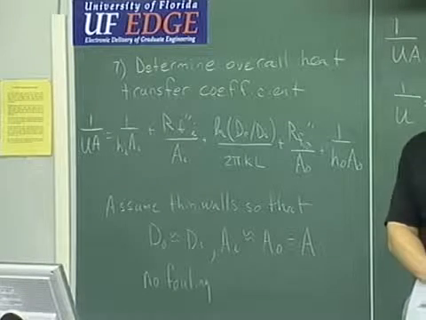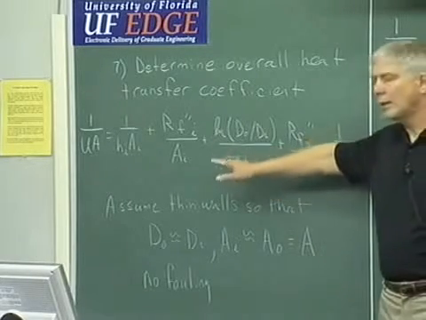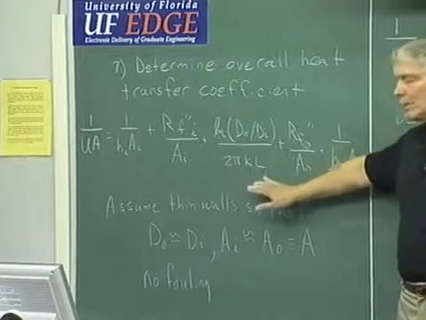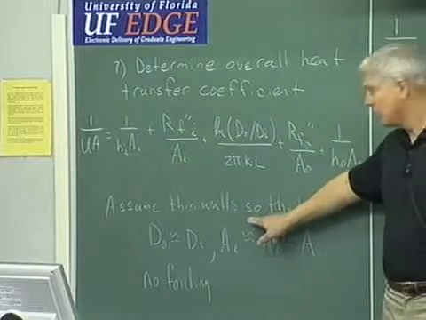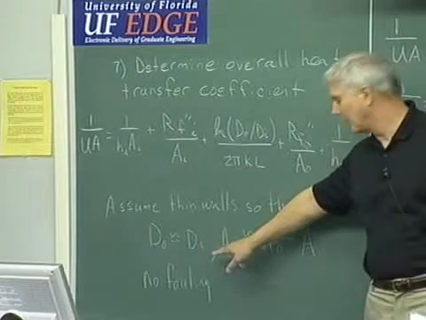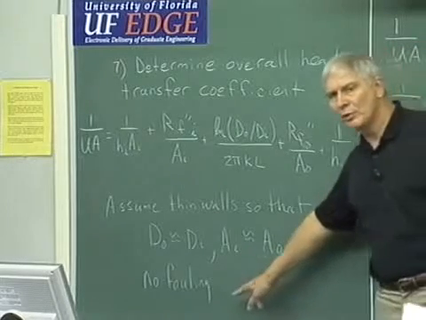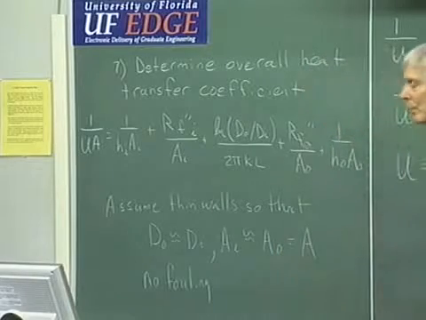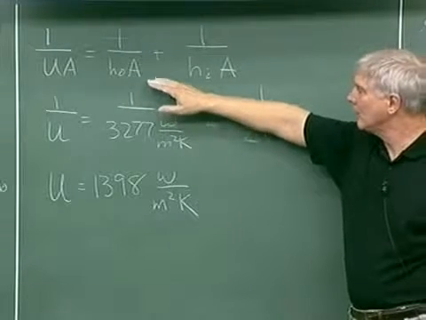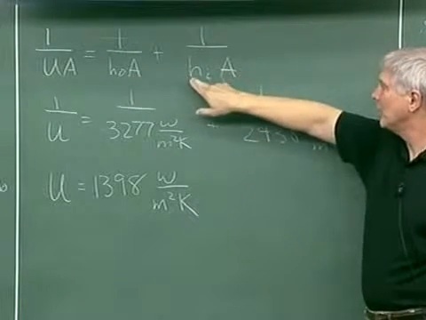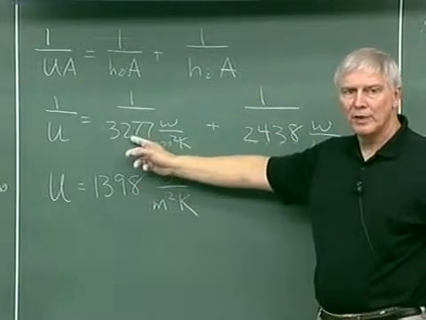Our next step is to determine the overall heat transfer coefficient. So we'll use the equation that we've learned in class, 1 over UA equals the sum of the resistances. But before I do that, I'm going to make a few assumptions. First of all, I'm going to assume that they're thin walls so that the inner diameter of the tube equals the outer diameter, and therefore the inner area equals the outer area of the tubes. And second, we're going to assume that there's no fouling. That allows us to reduce the equation to 1 over UA equals 1 over h outer A plus 1 over h inner A. The A's cancel out.